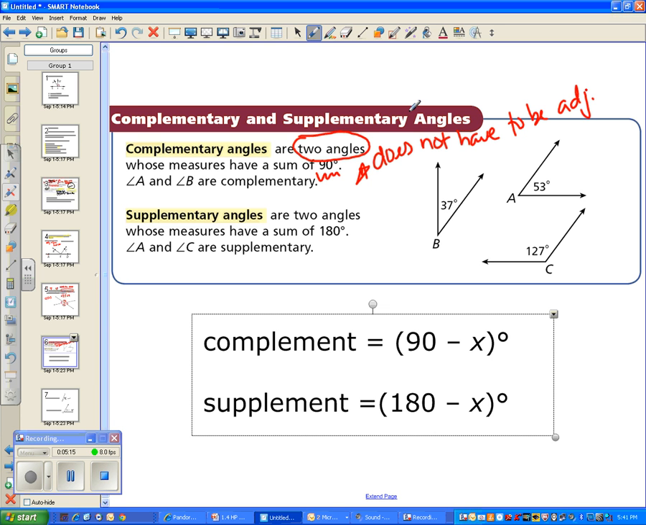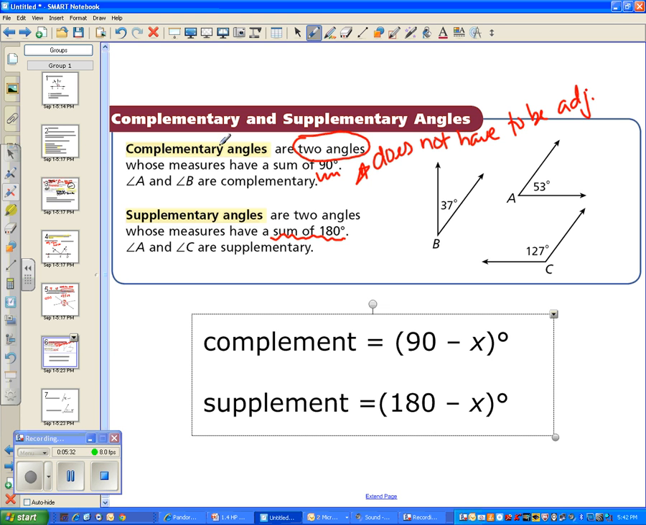For both complementary and supplementary, they do not have to be neighbors. They could be angles completely not touching at all, and they can still be complementary as long as they add up to be 90 degrees. Supplementary is very similar to complementary, except they have to add up to be 180 degrees.